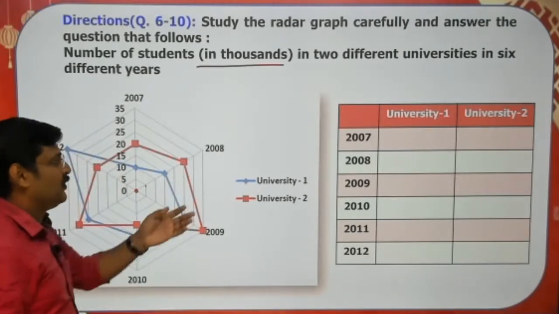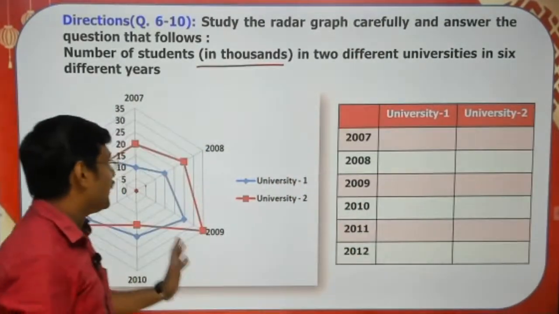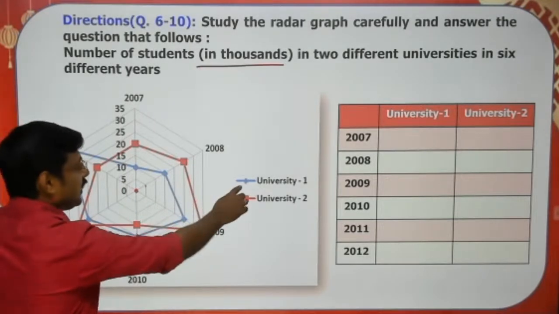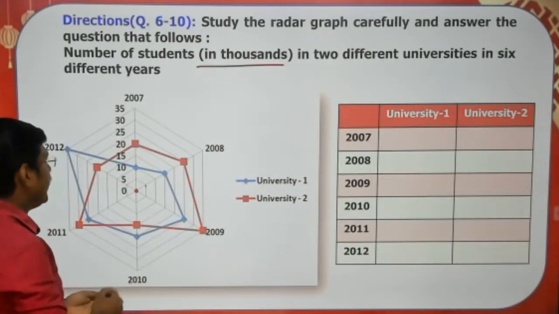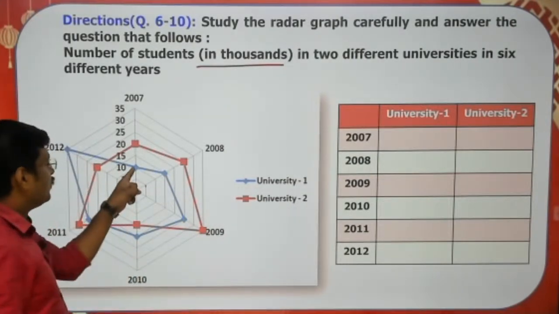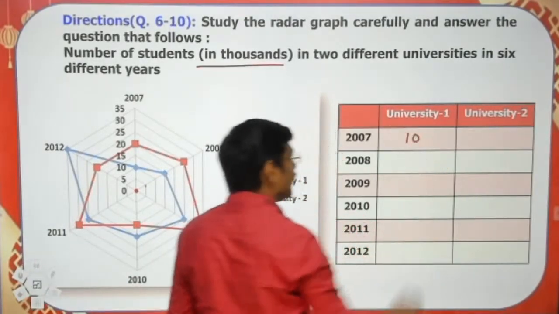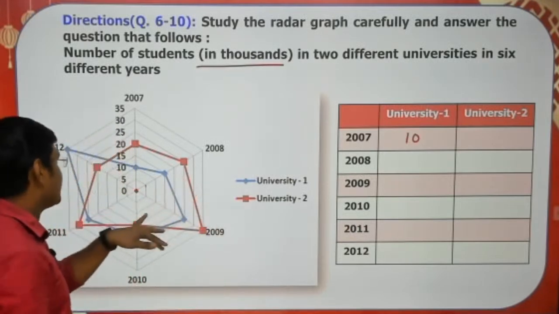I will try to write two or three values. After that, try to fill it yourself. First of all, for 2007, we know that I am dealing with this blue one. That means University 1. So we need to deal with that blue one, right? This is 10. So 2007 it is 10. Or you need to remember that it is not 10, it is 10,000. I am just writing it as 10.